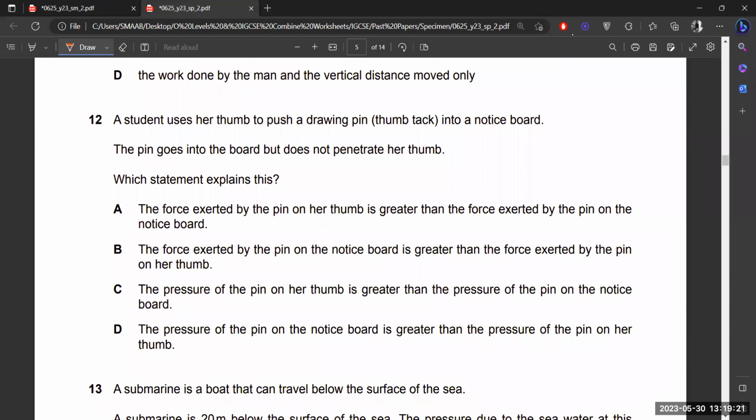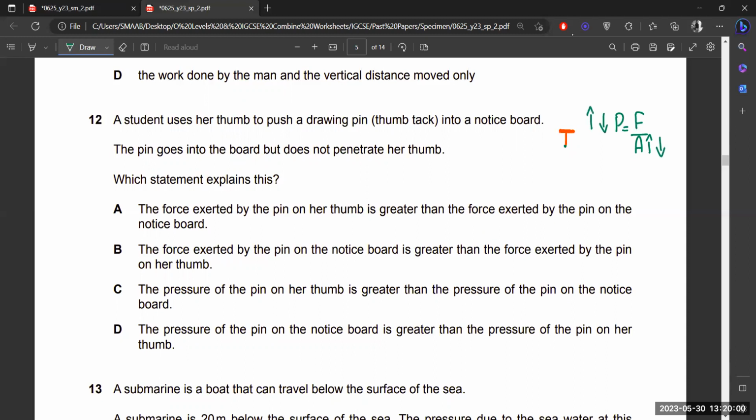Question 12. A student uses her thumb to push a drawing pin, that is a thumb tack, into a notice board. The pin goes into the board but does not penetrate her thumb. Which statement explains this? If we take the example of a thumb pin, you know that the upper surface or upper area of the thumb pin is greater compared to the tip of the pin. We know that pressure is equal to force per unit area. So if we increase the cross-sectional area, pressure will decrease, and if we decrease the area, pressure will increase.